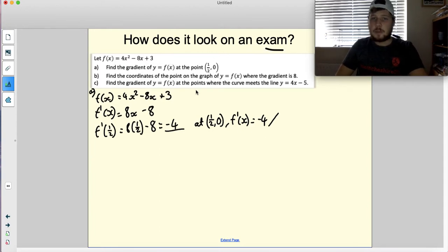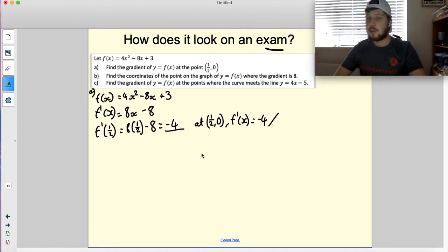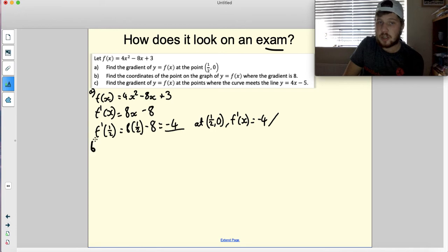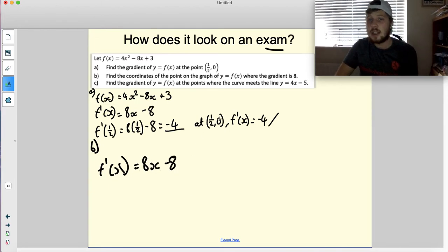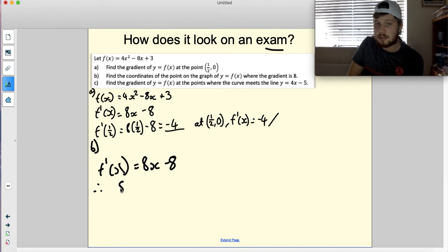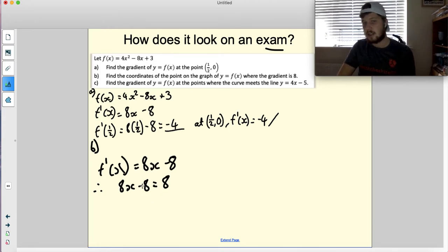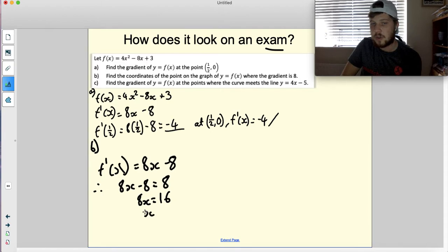Find the coordinates of a point on the graph of y equals f of x where the gradient is 8. Well, luckily, I've done some work here where I know that my gradient function is equal to 8x subtract 8. And if I want to know when this is equal to 8, all I have to do is say that 8x subtract 8 is going to be equal to 8. So a little bit of rearrangement would give me 8x equals 16. Therefore, x must be equal to 2.